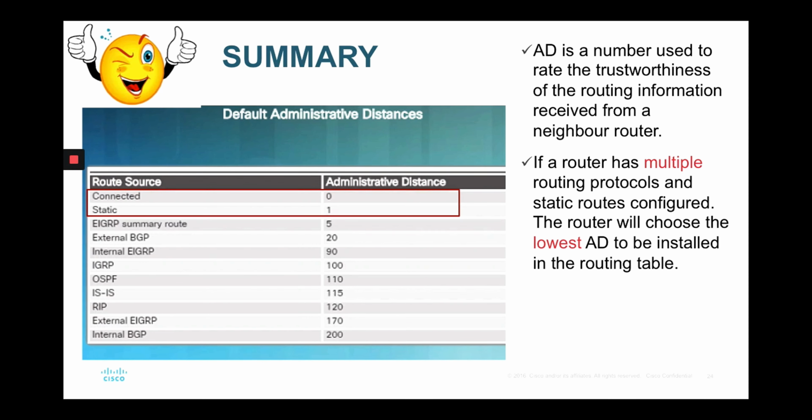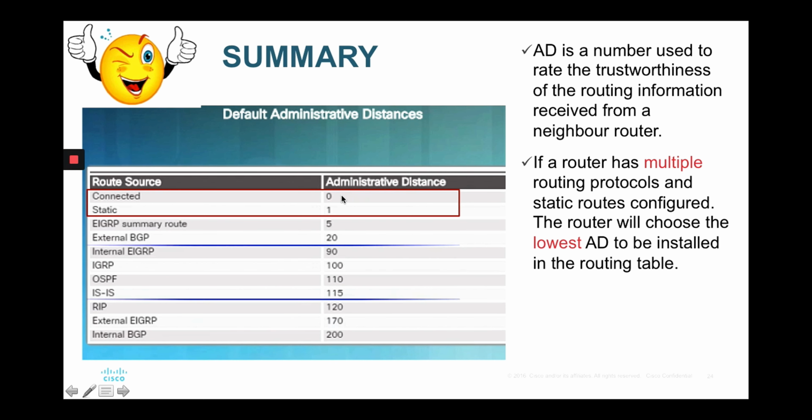Now, in these examples, let's quickly do a summary of this. Okay, connected with static. Connected is 0 administrative distance and static is 1. So which one are we going to choose? Okay, I believe you have the answer right. So the answer will be connected networks, because the connected route's administrative distance is the lowest, which is 0.